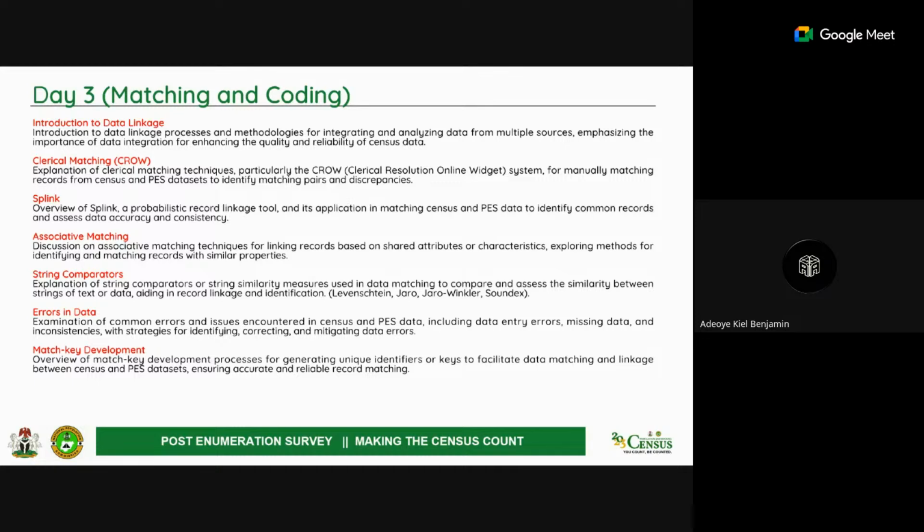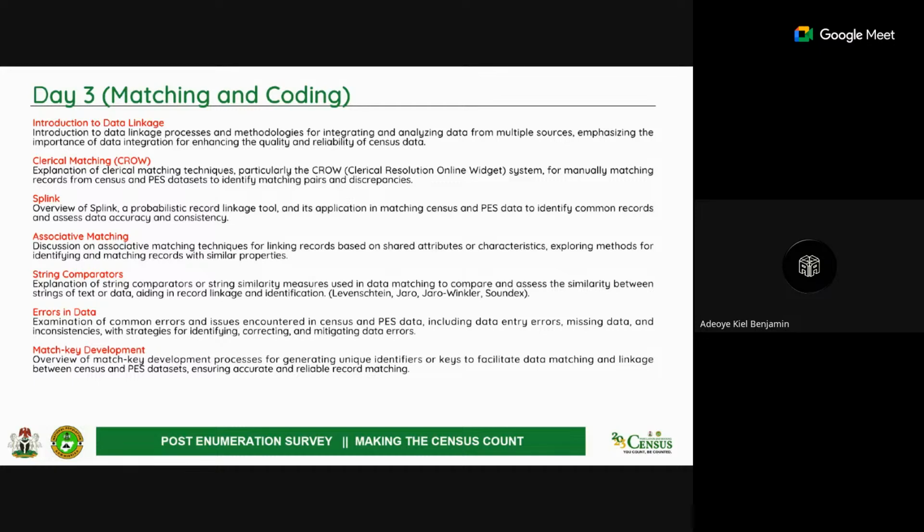Examination of common errors and issues encountered in sensors and PES data, including data entry errors, missing data, and inconsistencies, with strategies for identifying, correcting, and mitigating data errors. Yes, every data that comes from the field into every server will definitely contain errors. If human fatigue doesn't set in, technological fatigue errors also come into this data.